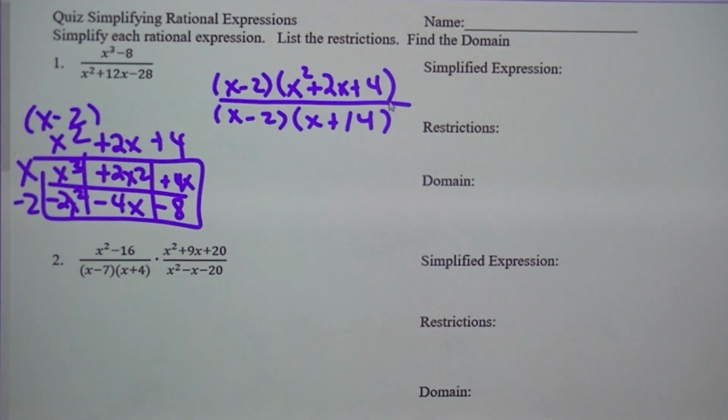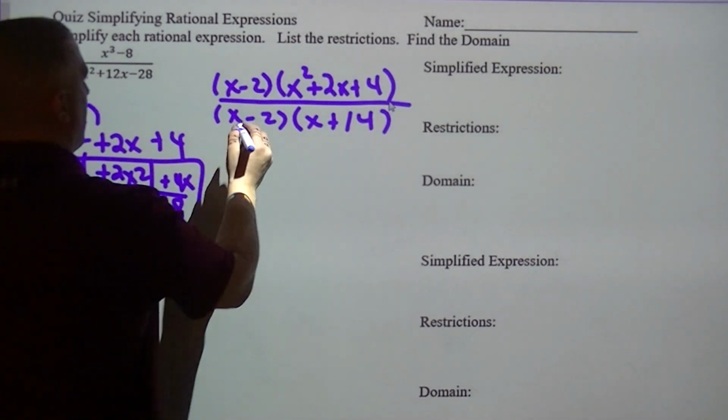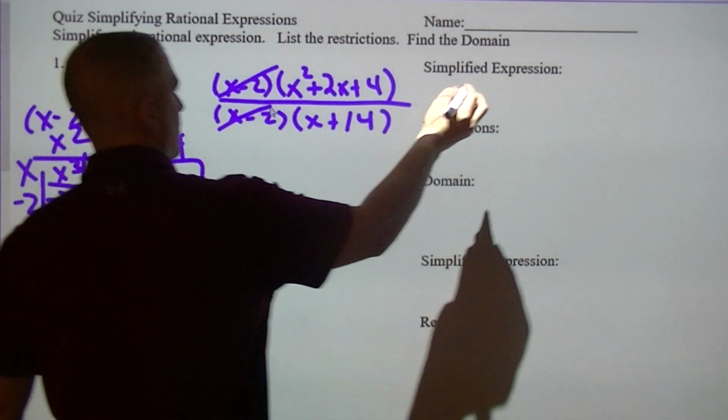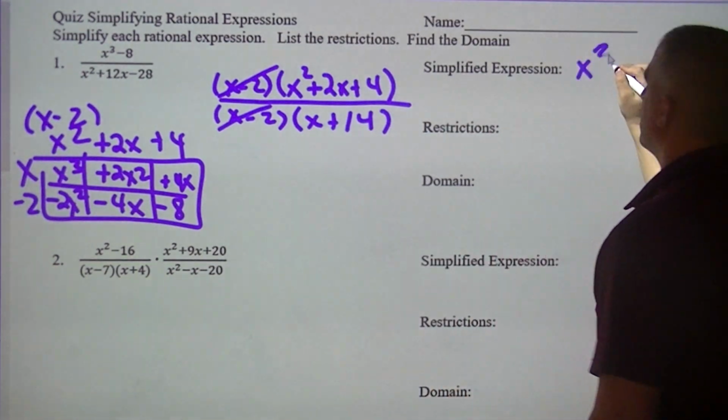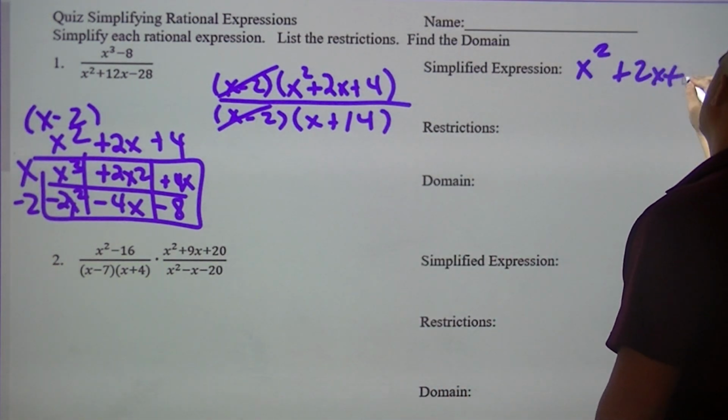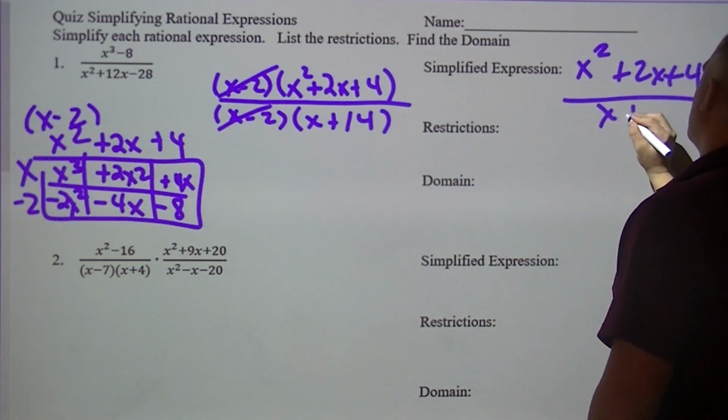Okay? Now, I can cross some things off. You can cross off these. So my expression is this over x plus 14.